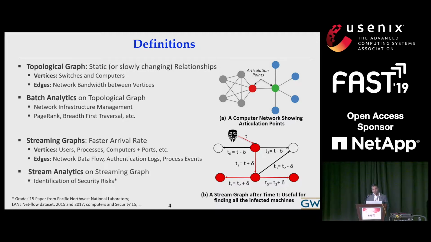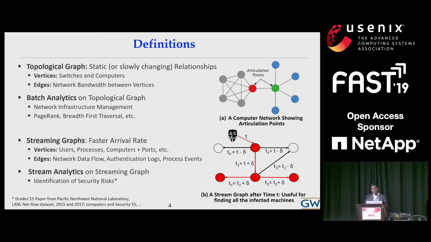On the other hand, there's also something called a streaming graph. Consider the same computer network graph, but now instead of computers and switches being the nodes, here the nodes are more dynamic in nature. Examples could be computer plus port information, user information, process ID, and things like that. And the actual edges could be the network flow information, like how many packets are arriving each second, or user authentication logs or process events and many other things which are very dynamic in nature. So the topology will change very frequently.